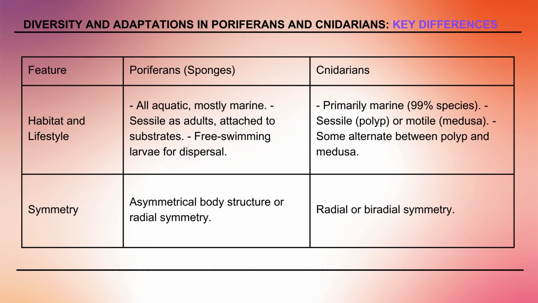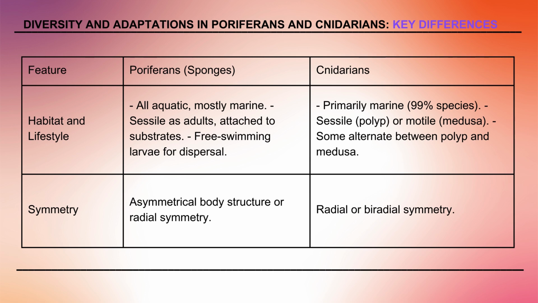First, we are going to talk about their habitat and lifestyle. Poriferans or sponges are found in aquatic environments, mostly in the ocean. They are sessile, meaning they remain attached to a surface for their entire adult life. However, their larvae are free swimming, allowing them to disperse to new locations. For Cnidarians, which include jellyfish, sea anemones, and corals, they are also mostly marine animals. But unlike sponges, Cnidarians can either be sessile, the polyp stage, or motile, the medusa stage, as we call it. So some species like jellyfish can alternate between these two forms during their life cycle.